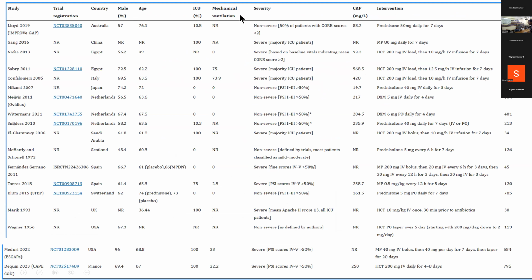If you look at all the individual studies, if the study had mostly a non-severe population, that entire study was called a non-severe study. If more than 50% of the patients had a high PSI score, were ventilated, or required ICU care, they labeled the study as a severe study. So you have a mix of non-severe studies as well as severe studies.